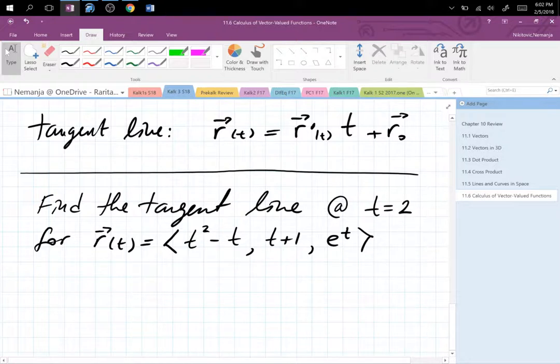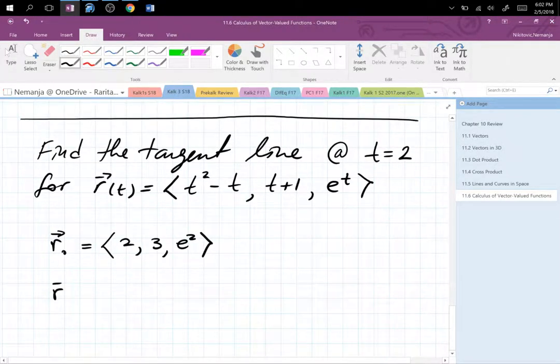Okay. So we're going to use t equals 2 to get the point. And that's going to be 2, 3, and e squared. We're going to find the r prime of t, which will allow us to find the slope, which is, in this case, 2t minus 1, 1, and e to the t.